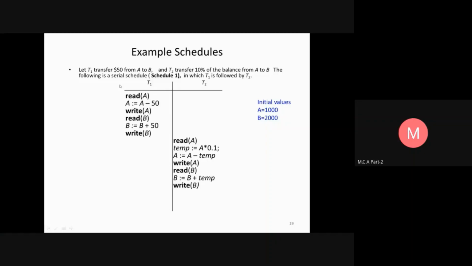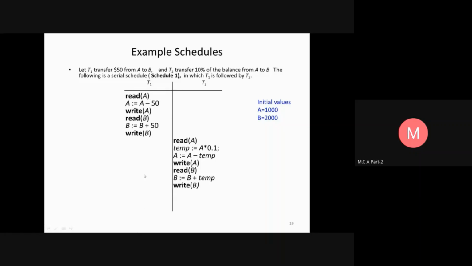In this particular schedule 1, we have a serial schedule where transaction T1 executes completely and then transaction T2 starts executing. In this schedule, we'll see whether we preserve consistency. If you look at the initial values of A and B, A is 1000 and B is 2000. The sum of A plus B before the start of the transaction is 3000. We want to maintain the same amount after we do the transaction because we are transferring from account A to account B. So let's see what happens when we execute this transaction.